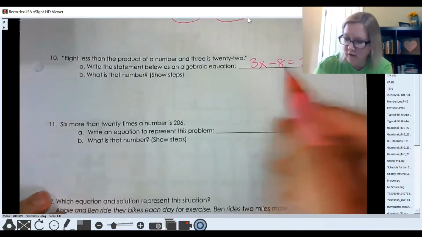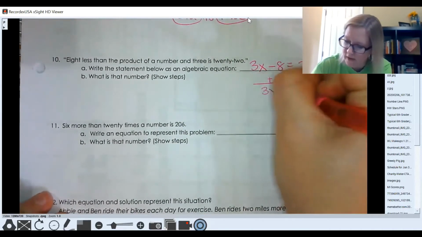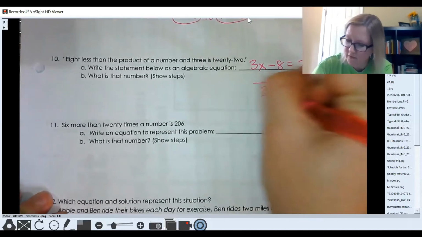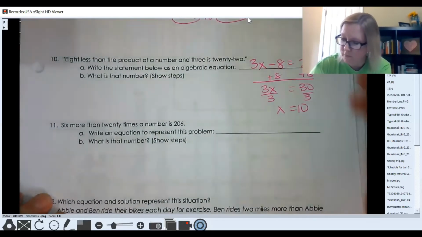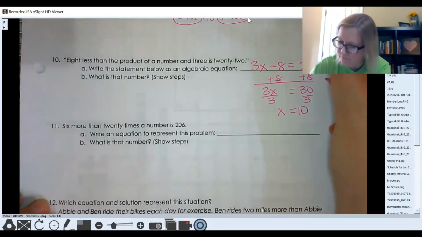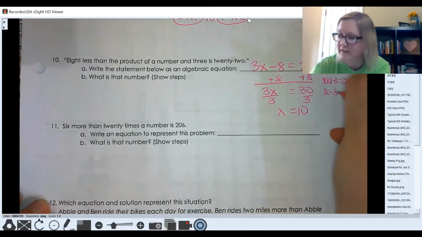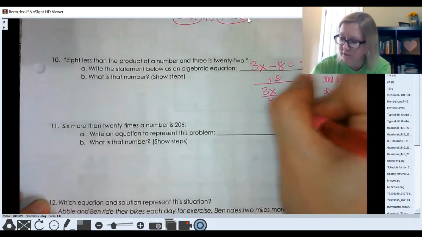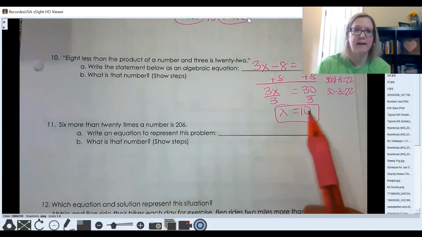And then to solve it, add 8 on both sides of the equation. I have 3x equals 30. Divide both sides by 3, and I get x equals 10. All right, when I check my answer, I have 3 times 10 minus 8 equals 22. So that's 30 minus 8 equals 22, which is correct. So part B is x equals 10.